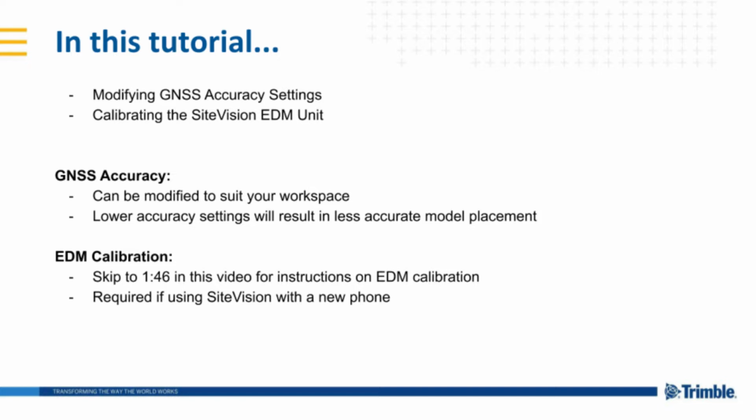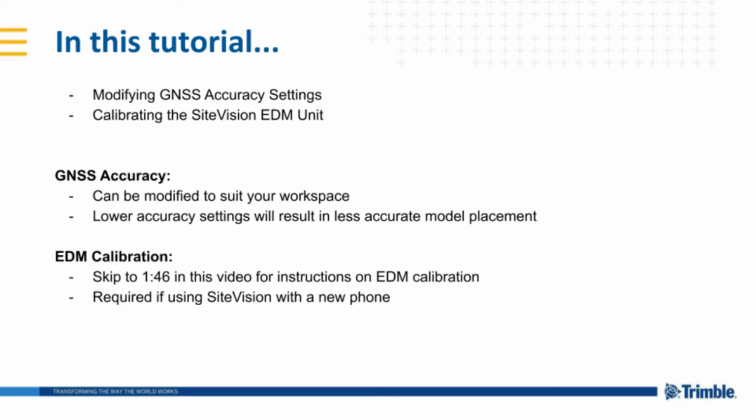Sometimes, your work with SiteVision may lead you into areas with poor or intermittent GNSS connections, such as an urban area or forest. In these cases, it may be better to change your accuracy settings to allow SiteVision to operate in your work environment. Please note that doing this will reduce the accuracy of your model placement and may result in models moving in place or wandering.